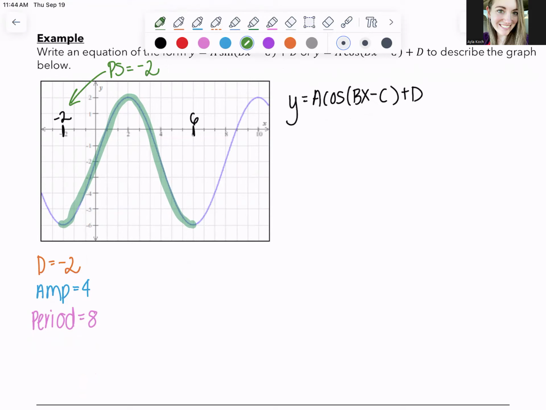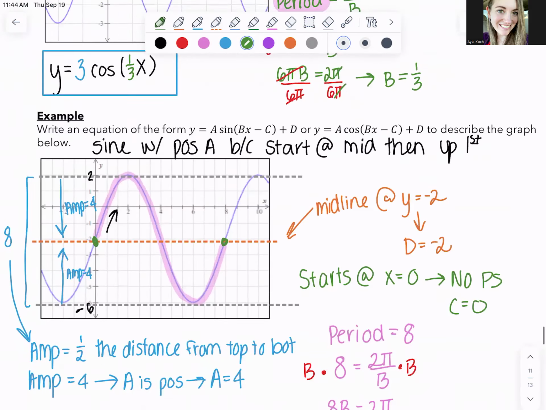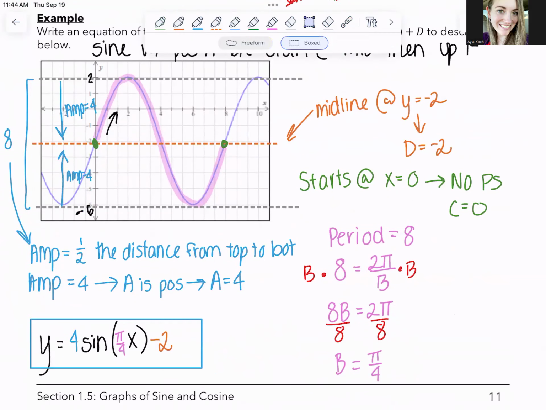And we have a formula for phase shift, right? Phase shift is equal to C divided by B. We're saying the phase shift is -2. And now we don't have a C value yet because that's what we're looking for. And we don't have a B value yet, but the math we did before on period would still be relevant.